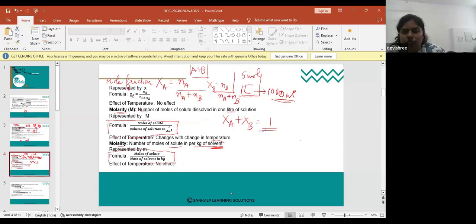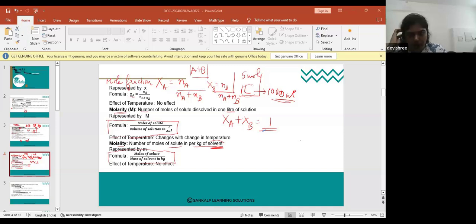So see here, this question is asked based on mole fraction. Calculate the mole fraction of ethylene glycol, for which the molecular formula is given, in a solution containing 20% of C2H6O2, that is ethylene glycol, by mass. So you have to understand that here the percentage is given. It's basically mass percentage given, so you have to take it as mass percentage.